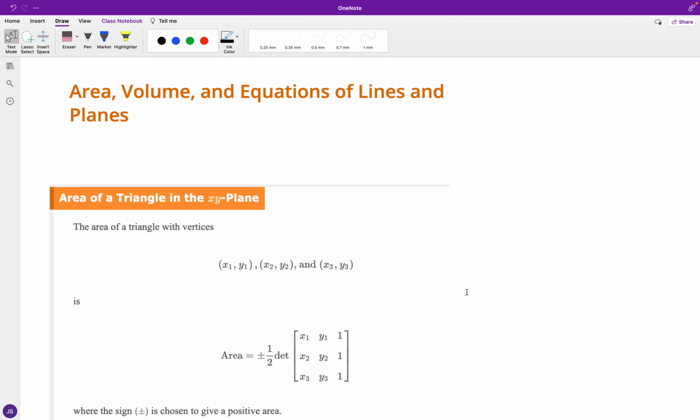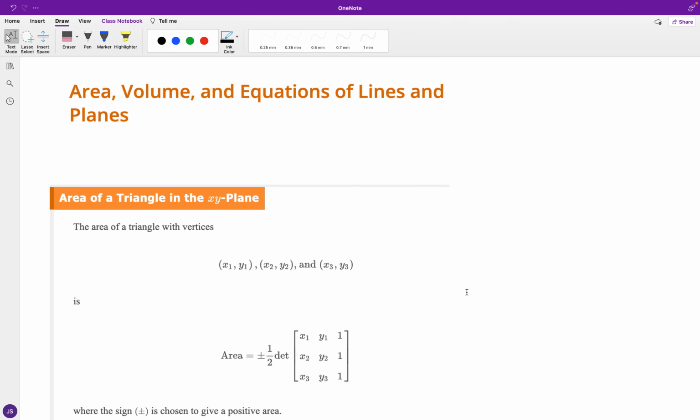Okay, for what we have in the realm of working with geometric concepts along the lines of matrices and determinants, we have for this section area, volume, and equations of lines and planes. Among the topics in working with matrices and determinants is going to be the configuration of the area of a triangle in the xy plane.